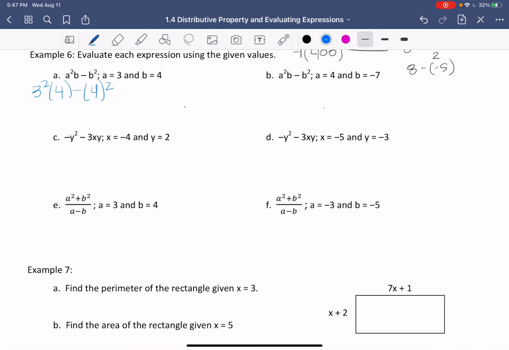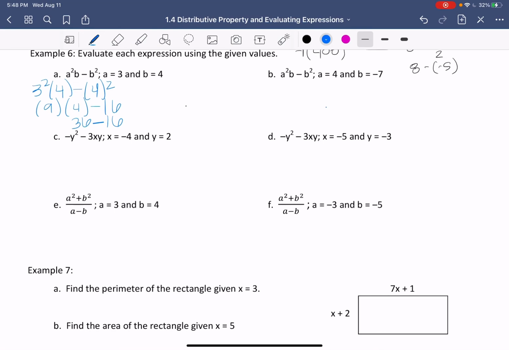All right, so 3 squared gives us 9 times 4, and 4 squared gives us minus 16. Now we can multiply 9 times 4. That gives us 36. So we have 36 minus 16. And our answer will be 20.